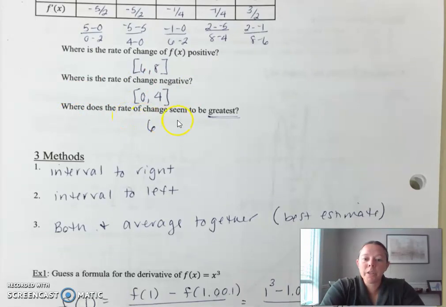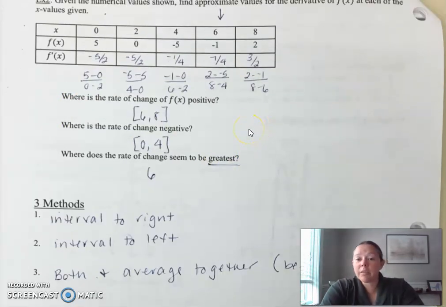Okay, and then where does the rate of change seem to be the greatest? Now be careful, don't let the negative and positive numbers fool you. You want to go with where is it the highest number? And in this case, it's at 6. Where is it the greatest? I guess you could look at the sign too, but you have to be careful with the wording.